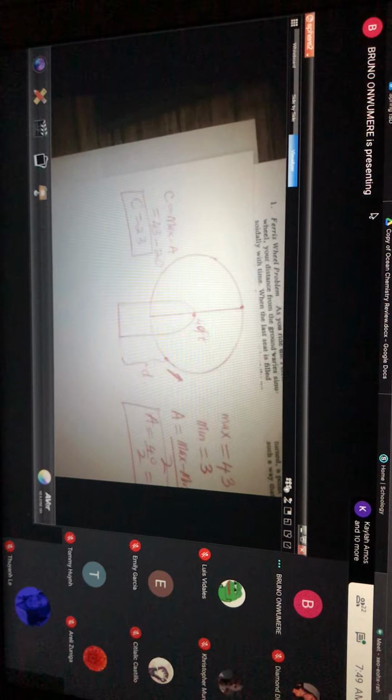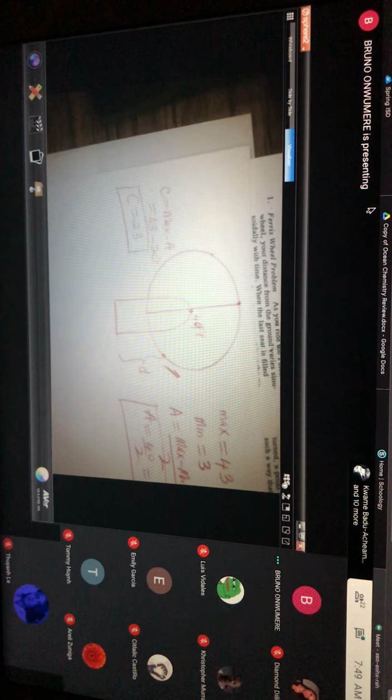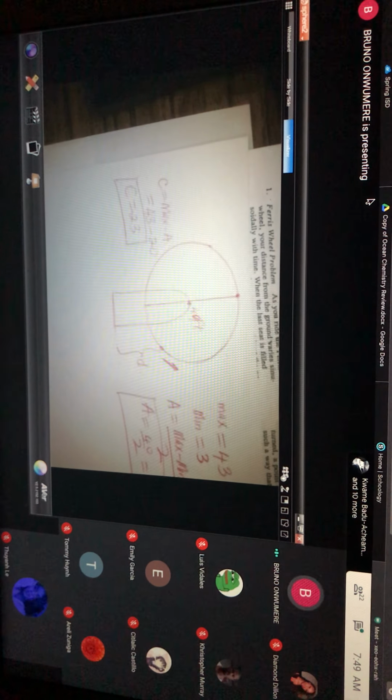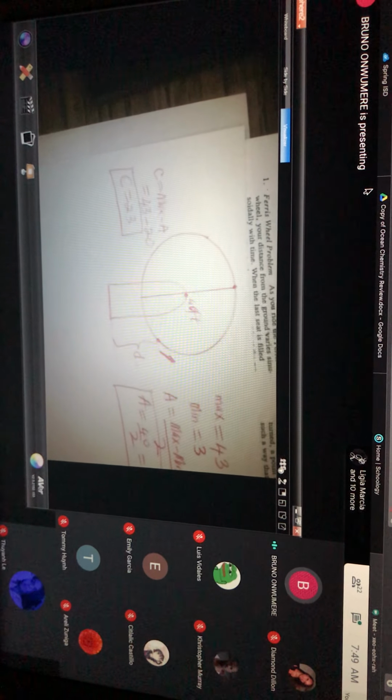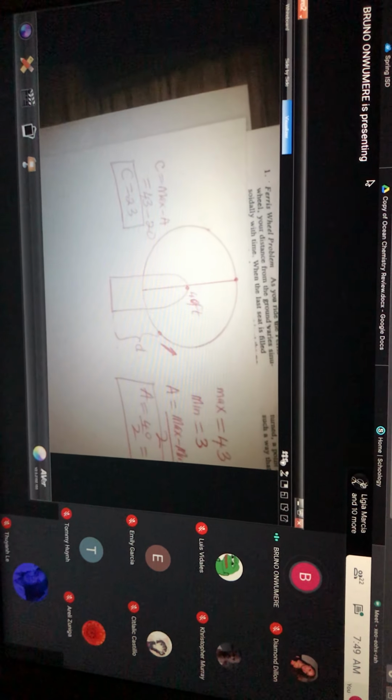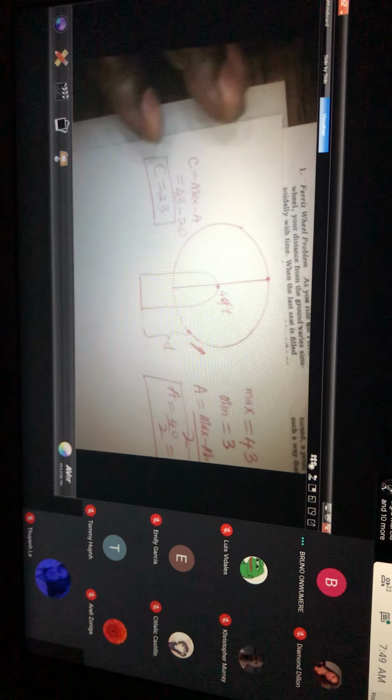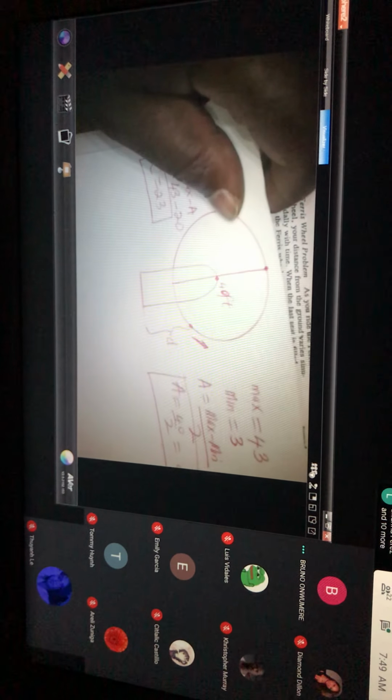Now, I have A, I have C, I have the max, I have the mean. From those 2 sentences already. Now let's look at the next sentence.